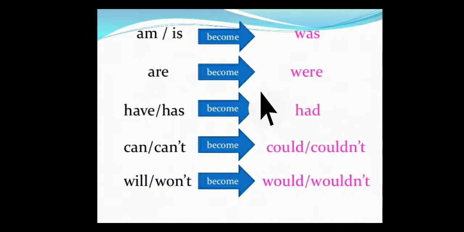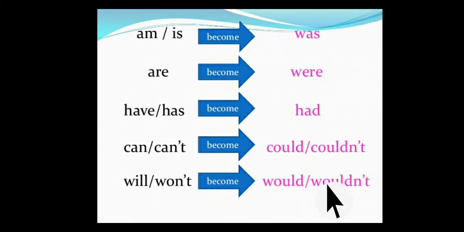For example, if in a sentence there is "is" or "am," that will be changed into "was." That is the first rule. Then "are" will be changed into "were" in indirect speech. If there is "have" or "has," it would be changed into "had." If there is "can" or "can't," that would change into "could" or "couldn't." And "will" or "won't" will change into "would" and "wouldn't."